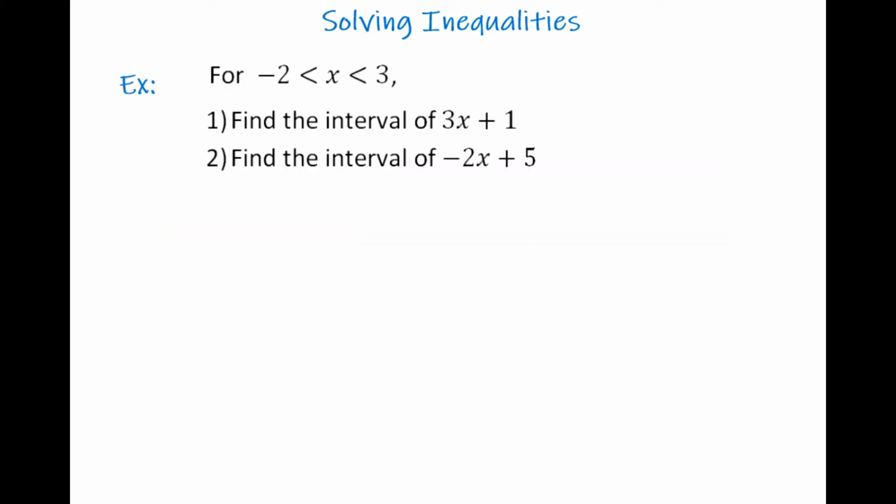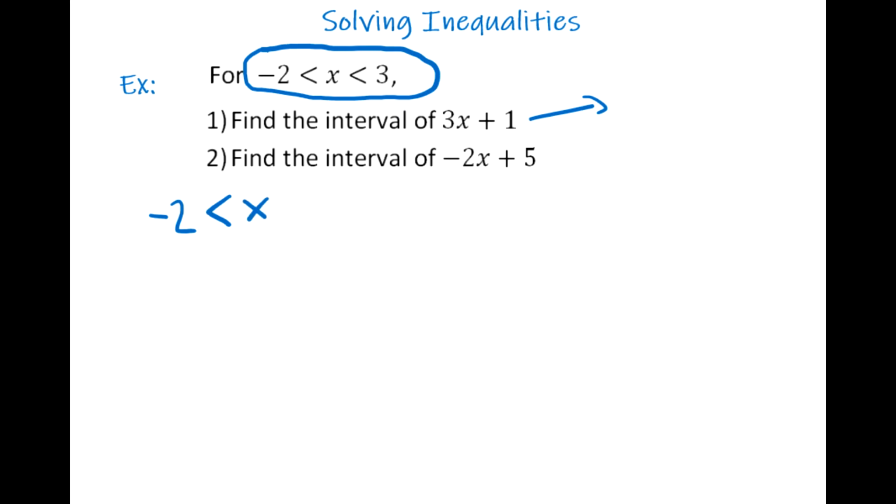Okay, in this question we have an inequality where negative 2 is less than x, and that is less than 3 as well. In the first part of the question it says find the interval of 3x plus 1. So because we have the interval for x as negative 2 less than x less than 3, we need to obtain that expression actually.